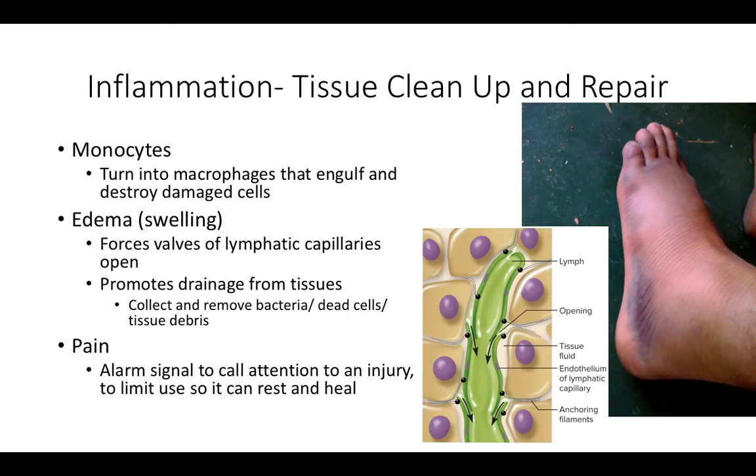Oh no, this is the last part. It's tissue cleanup and repair. Here we have this really nice, swollen, painful foot and ankle. The first part of this that I want you to know is that monocytes basically turn into macrophages. Hopefully we know that by now, and then they'll just engulf and destroy damaged cells. So that's partially how we have some tissue cleanup.